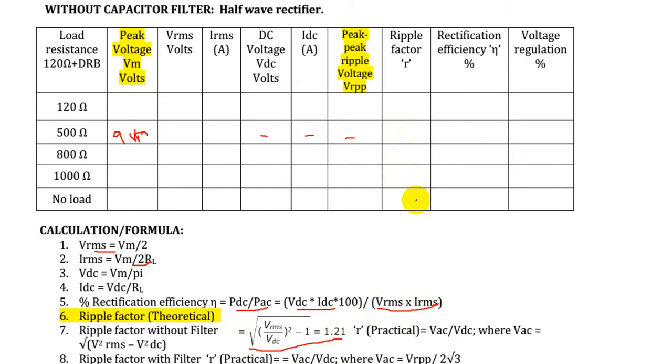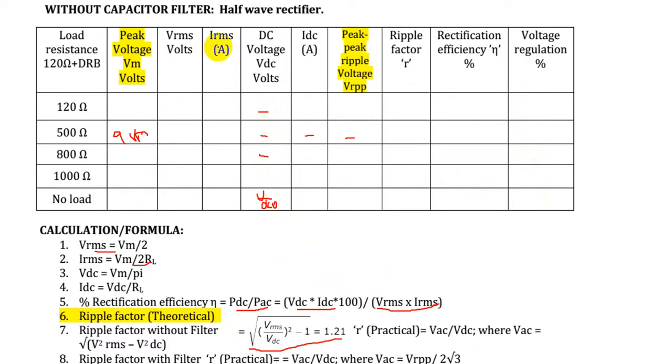The last one, percentage regulation. For percentage regulation, the last reading will give you the no load voltage. So this no load voltage minus the particular load voltage. When you are loading, whatever voltage we are getting, subtract that voltage from the no load voltage and divide it by the particular load voltage. So that will give you the percentage regulation. So the formula is no load voltage minus loaded voltage divided by that particular load voltage. So like this we have to calculate the performance factors.